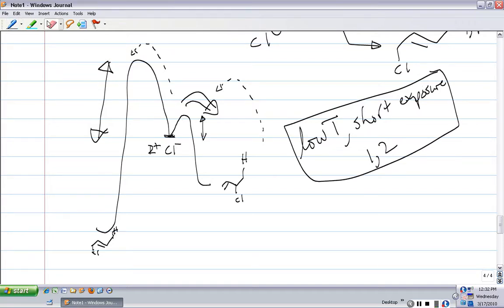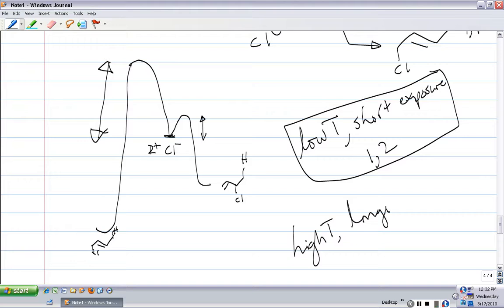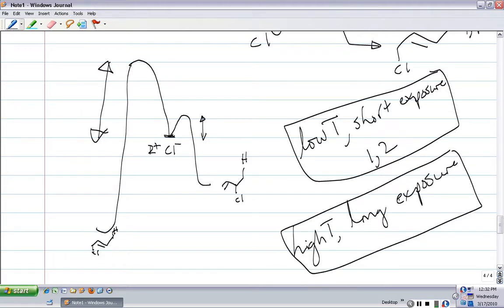Fine. What if I wanted the 1,4 product? How would I engineer my reaction to get a preponderance of the 1,4 compound? And as you might guess, what I will need to do is to do just the opposite. I will need to run the reaction at a high temperature for a long exposure. High temperature for a long exposure. In other words, long time. And that's going to give me a preponderance of the 1,4 product. Well, let's see how that works.